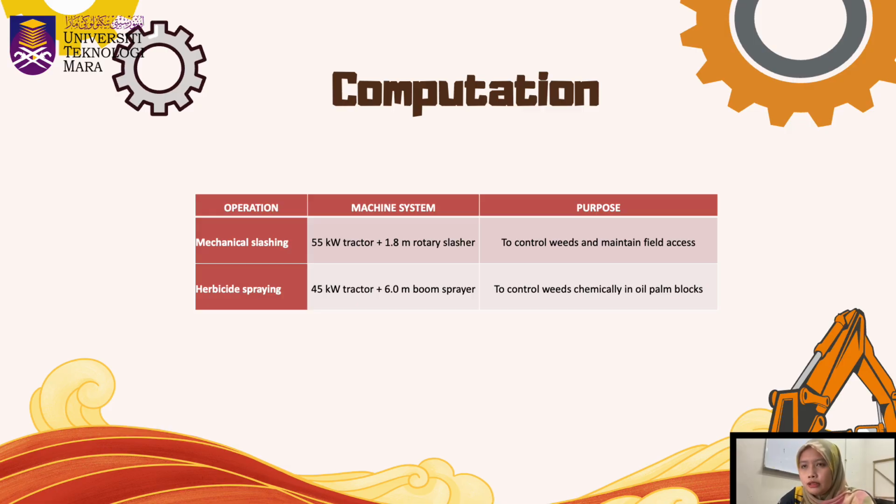So in our farm estate, we use two operations, which are mechanical slashing and boom sprayer. So the machine system requires a 55 kilowatt tractor plus a 1.8 meter rotary slasher, and a 55 kilowatt tractor plus a 6 meter boom sprayer. The purpose is to control weeds and to maintain field access. So let's go slide by slide.